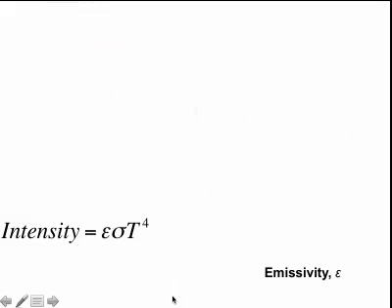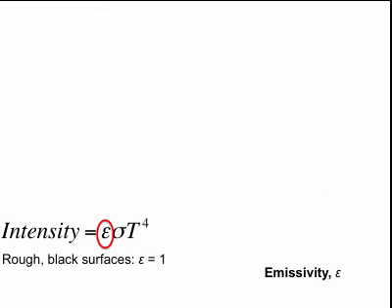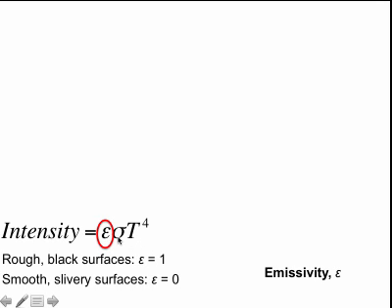Oh, emissivity. What about emissivity? Well, it turns out that rough black surfaces have an emissivity of 1. That means they emit as much as they can. But smooth silvery surfaces don't emit at all. Don't emit or don't radiate.